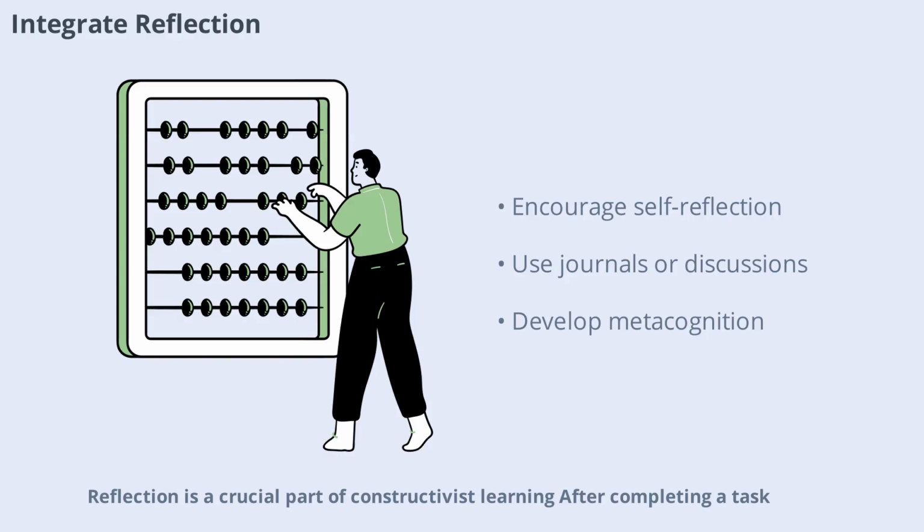Reflection is a crucial part of constructivist learning. After completing a task, encourage students to think about what they learned, how they approached the problem, and what they might do differently next time. Reflection can be done through journals, group discussions, or self-assessment. This process helps students internalize their learning and develop metacognitive skills.